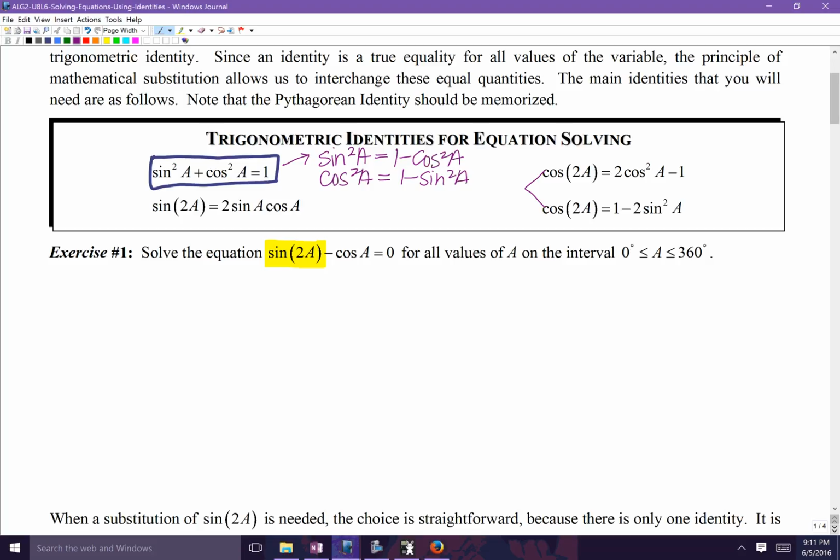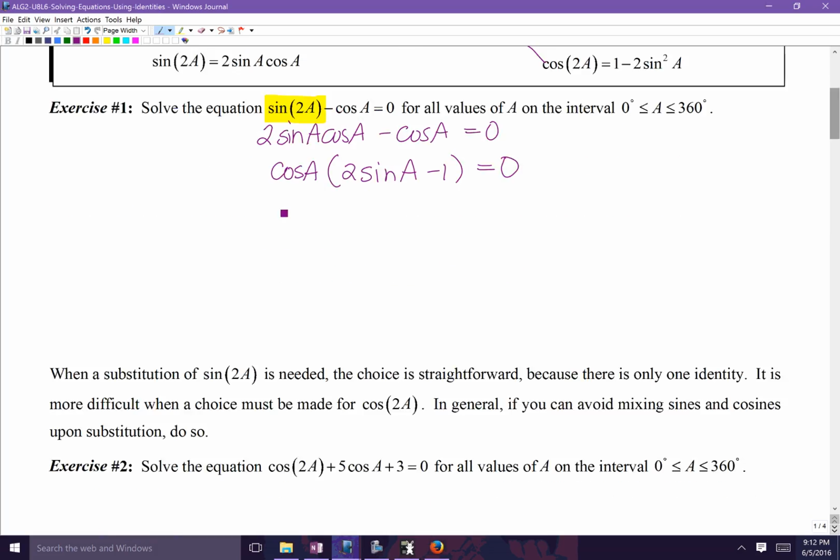So I'm going to replace sine of 2A with 2 sine A cosine A, minus cosine A equals 0. Now I'm looking at this and asking, what do both of these terms have? They both have cosine of A in their term. So I'm just going to factor out a cosine of A. Now that this is in factored form, I'm going to set each factor equal to 0.